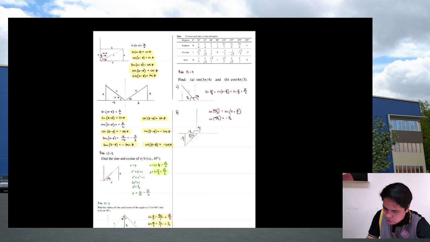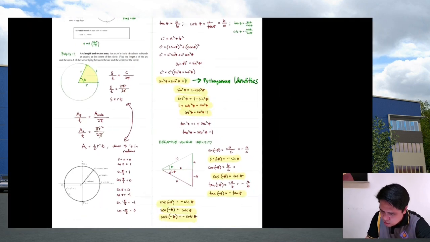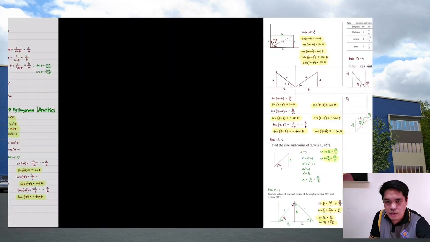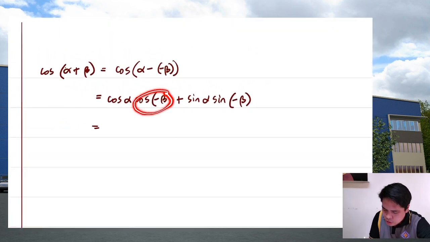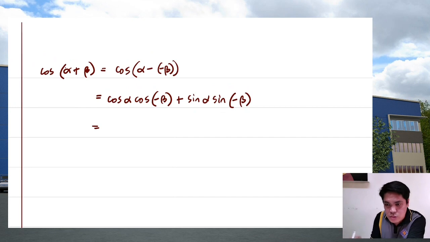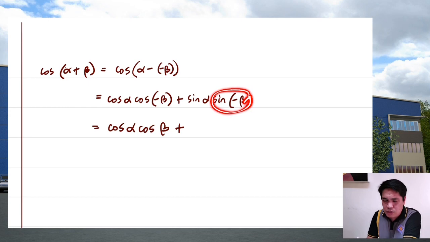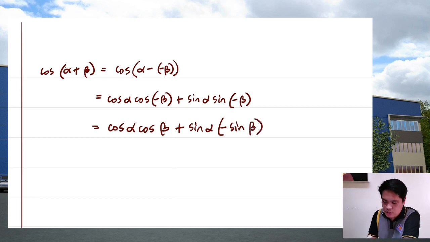Saan na yun? That's complementary. This one. Okay. Now, the cosine of a negative angle is equal to the cosine of the angle itself. So, this is simply cosine alpha cosine beta because this is equal to this. Now, for sine, iba. The sine of a negative angle is equal to the negative sine of that angle. So, we have sine alpha times negative sine beta. Okay? Ito yan.